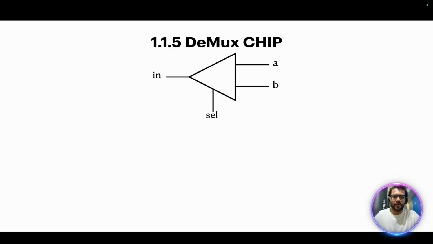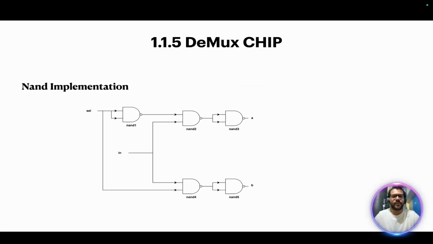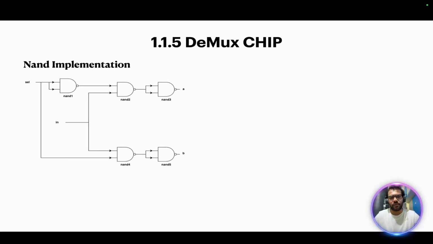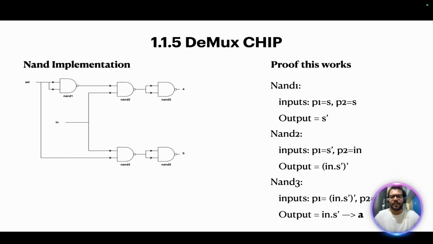Let's look at the NAND implementation. You have 5 NAND chips. Let's prove that this gives you the required implementation. NAND 1 pass S to both the pins, you get S dash. NAND 2 pass S dash and input, you get (input S dash) whole dash. NAND 3 pass (input S dash) whole dash as inputs to both the pins, you get negation of that and you get input S dash, which is A.